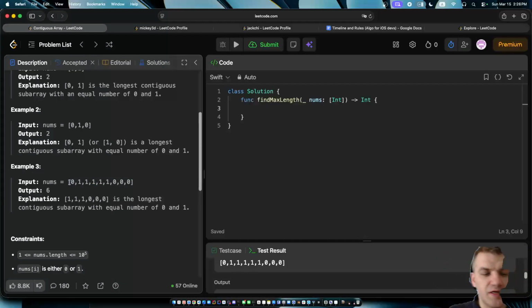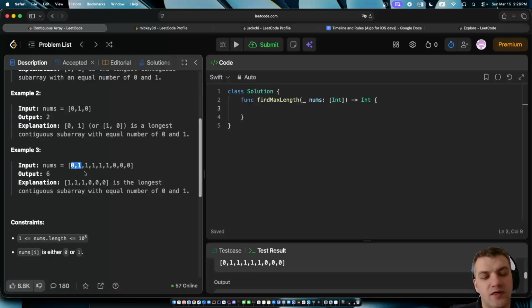So if I take this subarray, it is contiguous and the number of 0s and 1s is the same, the number of 0s is 1 and the number of 1s is 1, but I can do better here. If I consider this subarray, it has a length of 6, and it has the same number of 1s, 3, and also 3 zeros. So the answer is the maximum length of the contiguous subarray.